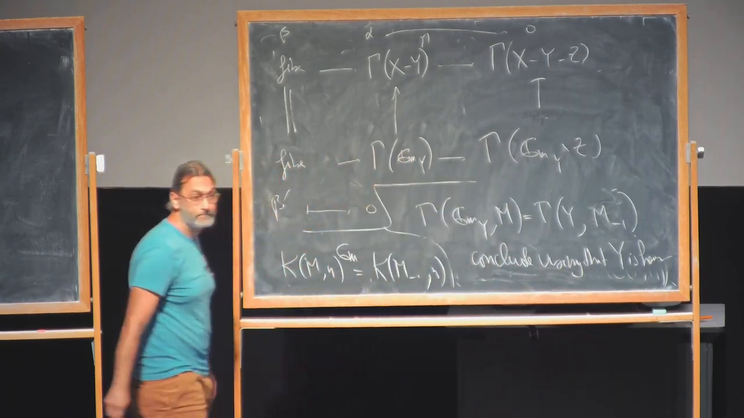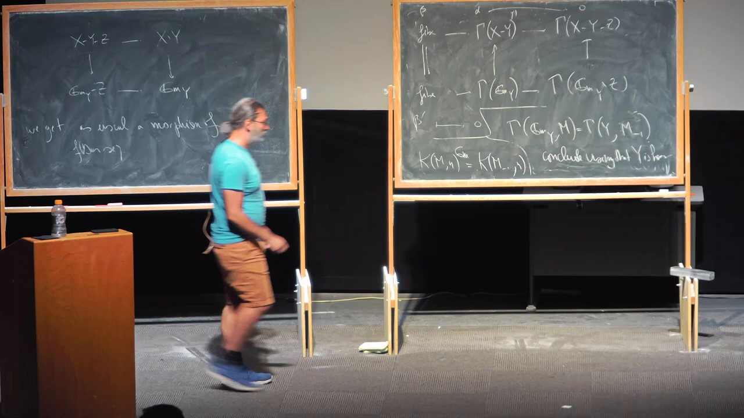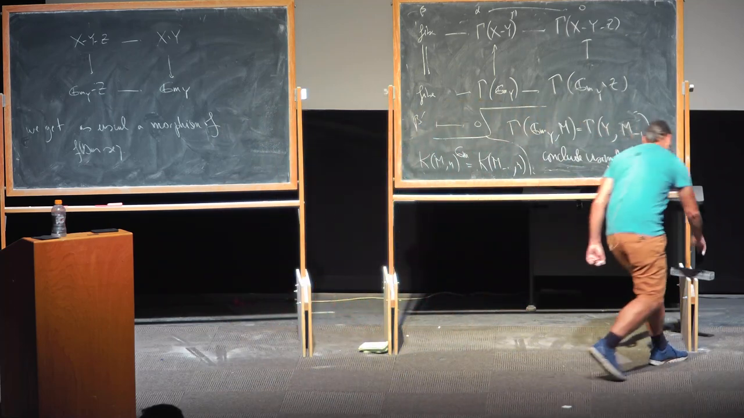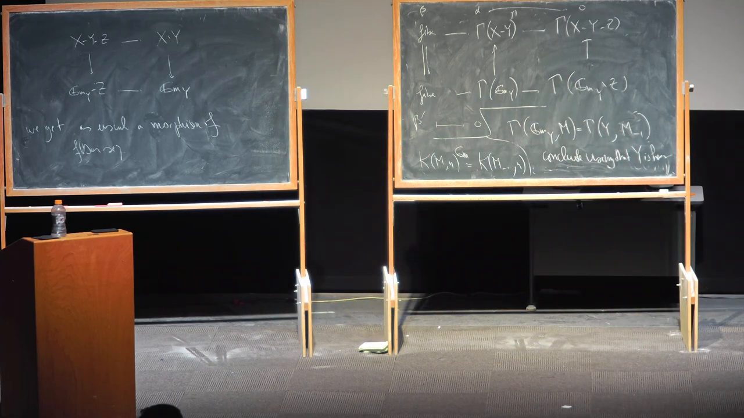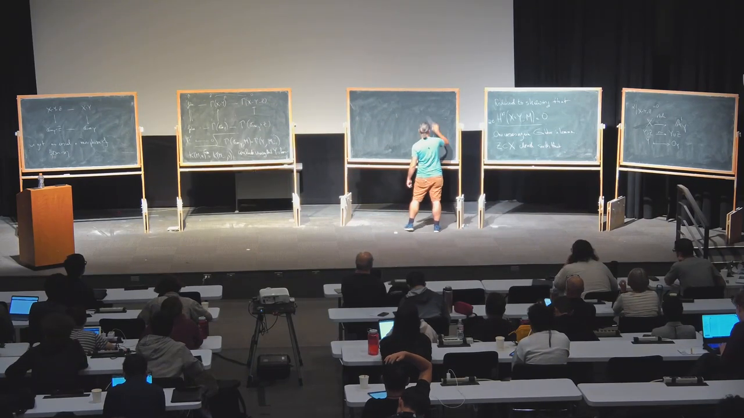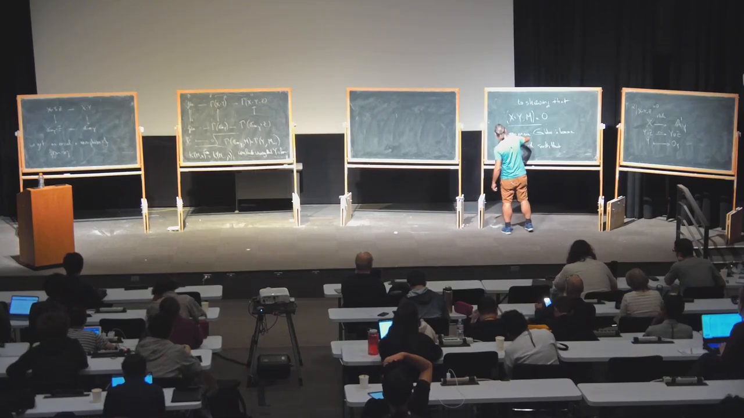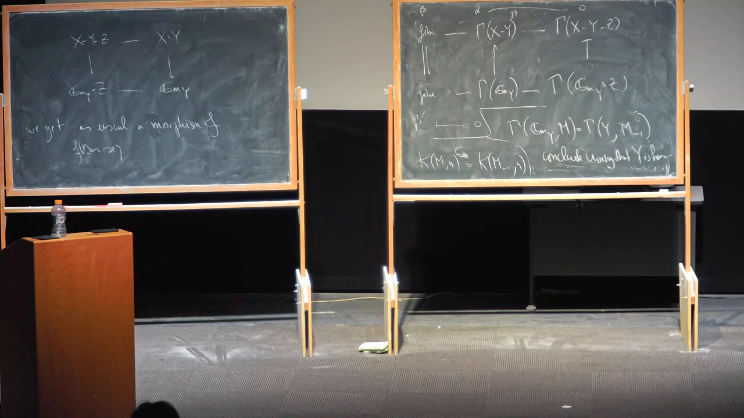Okay, I hope this is convincing. That's somehow, I think, the second key proposition. And now we can conclude. So let me finish by telling you how we conclude the proof. End of the proof.